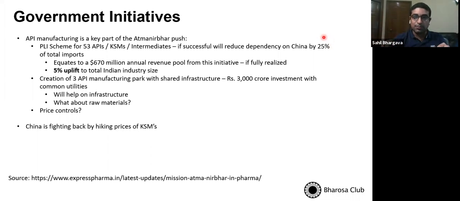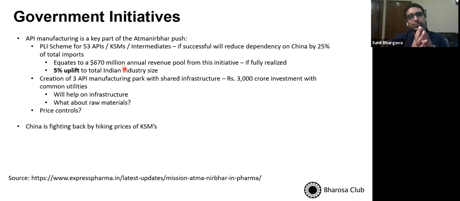So what I did is I used the value of imports that we had, multiplied it by 25% to figure out the incremental revenue. And that equates to a 670 million US annual revenue pool from this initiative, if it was fully successful. And if I basically just did the simple math of dividing that by the total industry size of APIs, it equates to a 5% uplift for the total industry. So we're talking about this adding roughly 5% higher sales to the Indian industry. And that's good, but it's not a game changer, right? So we're going to have to look for more than just government support to get excited by the macro picture.